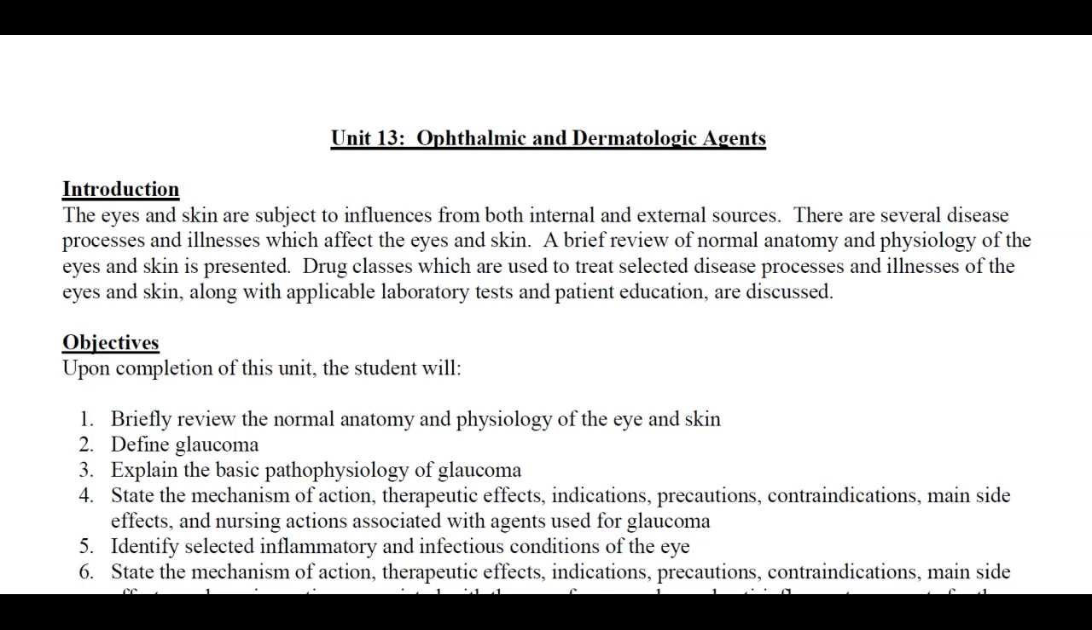Ophthalmic and dermatologic agents. The eyes and skin are subject to influences from both internal and external sources. There are several disease processes and illnesses which affect the eyes and skin. A brief review of normal anatomy and physiology of the eyes and skin is presented.